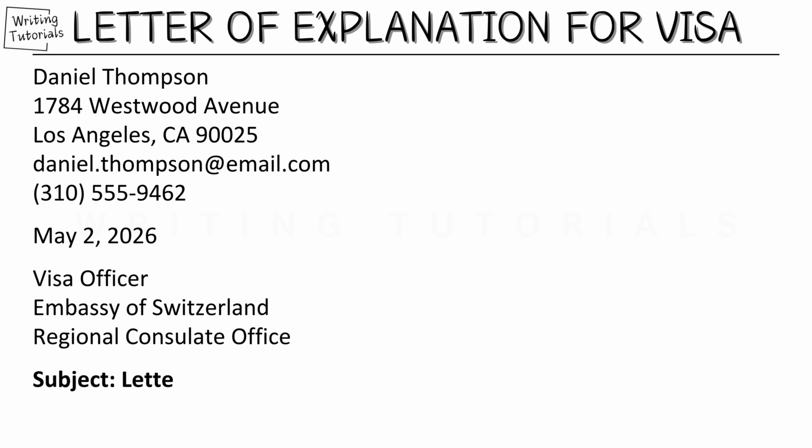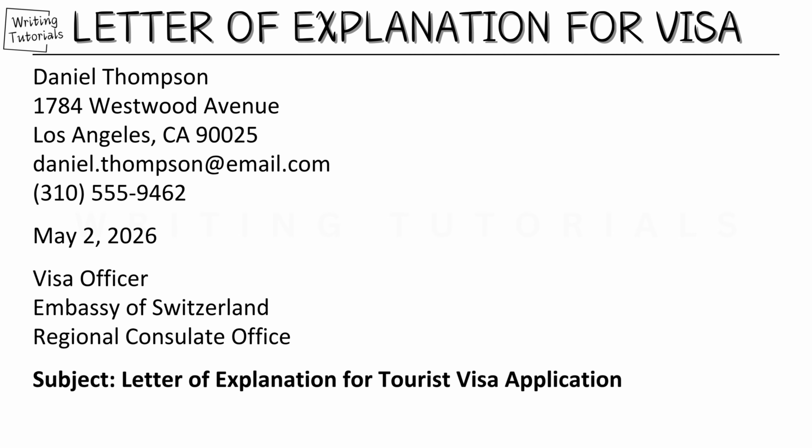Now let's move to the subject line. The subject line clearly tells the visa officer what the letter is about. Write, Subject: Letter of Explanation for Tourist Visa Application. Keep it clear and direct. This helps the officer immediately understand the purpose of your letter.